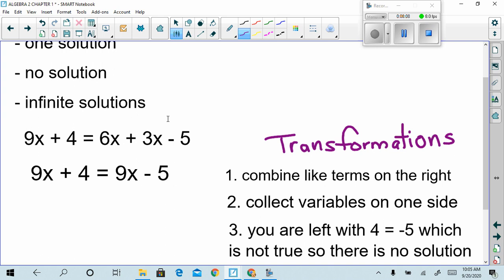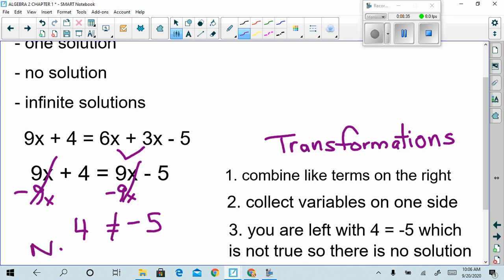Since there are variables on both sides, but I notice on this side I can combine some like terms, I do that first. My second step says since there are variables on both sides, I need to collect them on one side. When I do it this time, my variables cancel out. I'm now left with 4 on the left and -5 on the right. That is a false statement, so then there is no solution to this equation. There is no value for x to substitute in that will ever make this true.